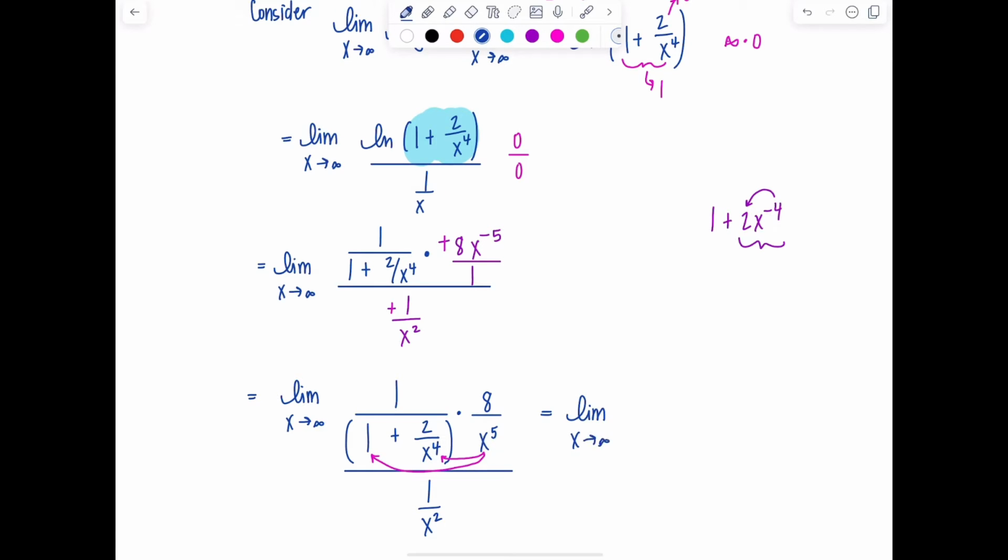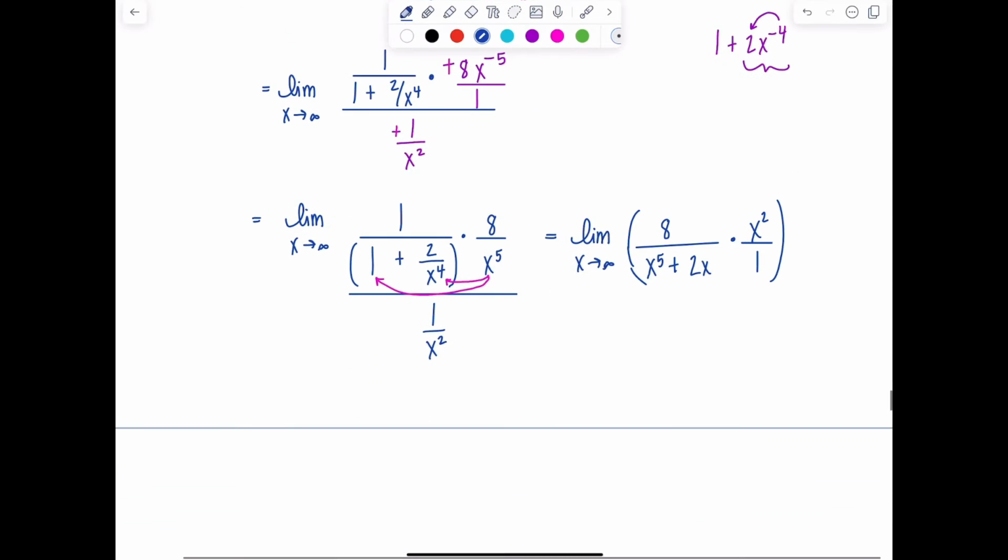As x goes to infinity, 8 over x to the fifth plus, and then here if I distribute x to the fifth to 2 over x to the fourth, this will cancel entirely. I'm just going to have 1x left over, so plus 2x. Then I have, don't lose sight, divided by 1 over x squared. That's the same as multiplying by x squared over 1. Good? Ooh, okay, it's cleaning up, it's looking less chaotic.